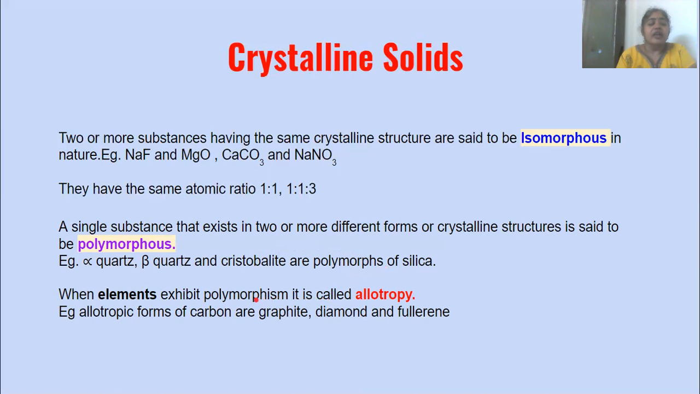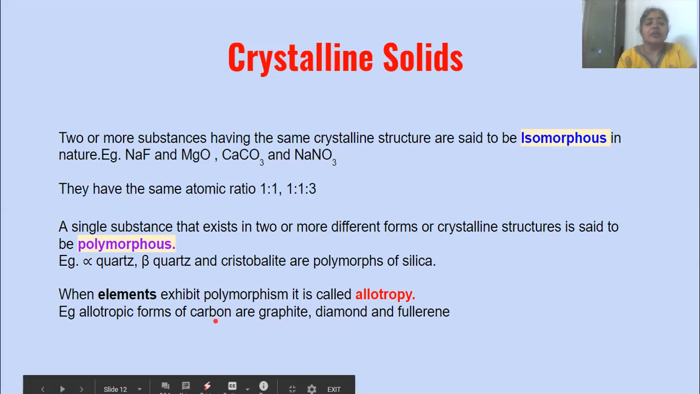On the other hand, if the substance is an element, and the element is able to exist in polymorphism, or it is exhibiting more than two crystalline structures, then the property by which the element is exhibiting two or more crystalline structures is called allotropy. So for example, you're already aware of the allotropic forms of carbon, which are graphite, diamond, and fullerene.